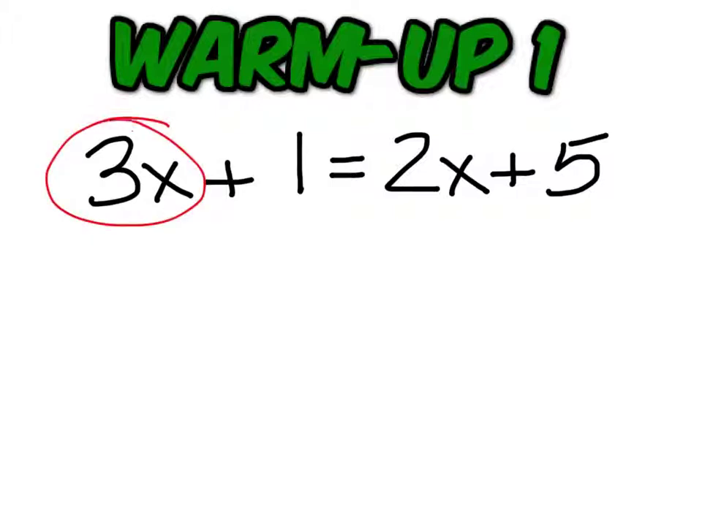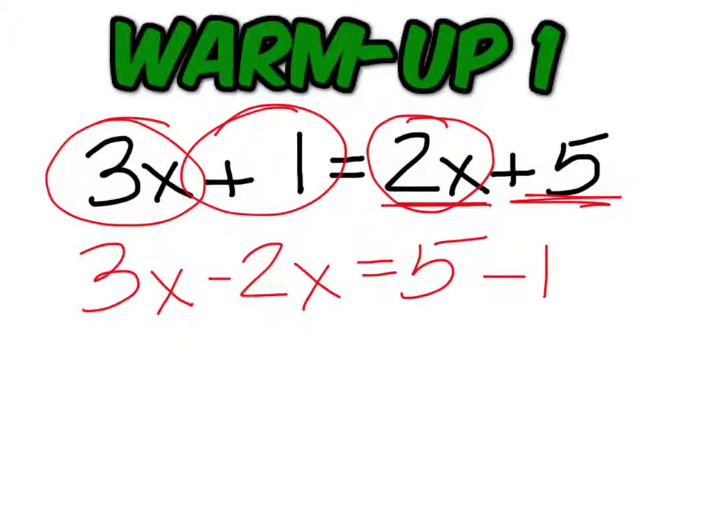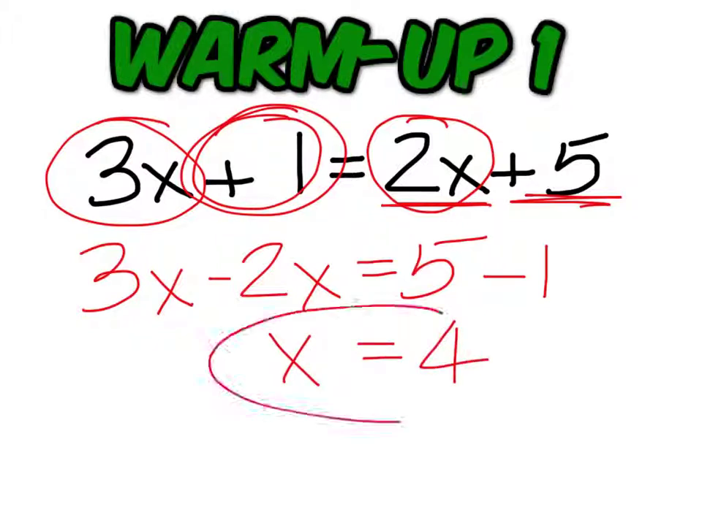You keep this on the left. X's stay on the left. That goes over to the left and changes operations. It's a +2 there, and it becomes -2 on the other side. Constants stay on the right. There's a 5. This one's got to go over with it and become -1. Changes operation. So 3x minus 2x is just an x. 5 minus 1 is 4.